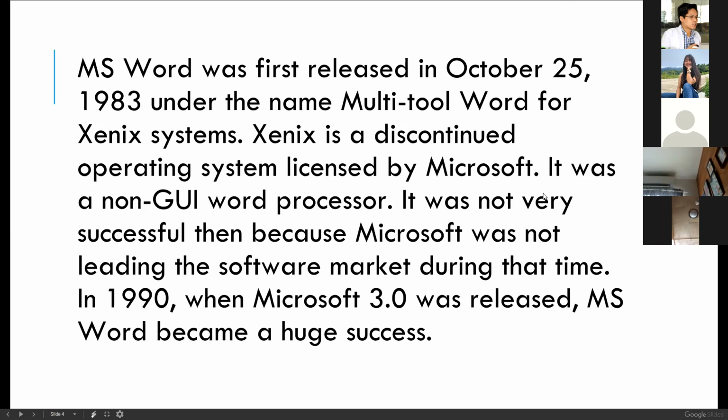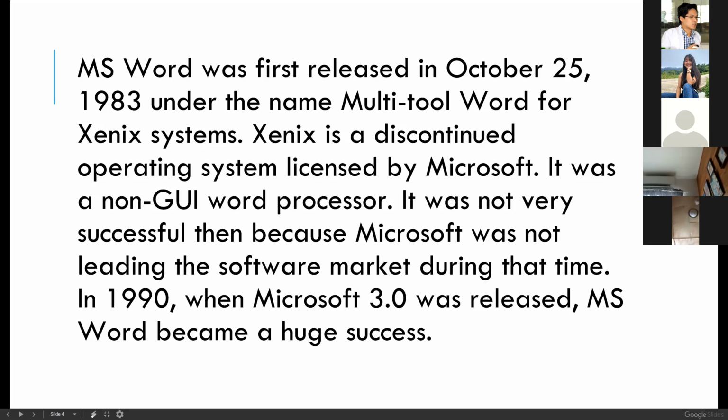What are again the features of MS Word? Again, we have to create documents, edit documents, format, print, and save. MS Word was first released on October 25th, 1983 under the name of Multi-Tool Word for Xenix systems. A Xenix system is a discontinued operating system licensed by Microsoft. This is the first OS created by Microsoft.